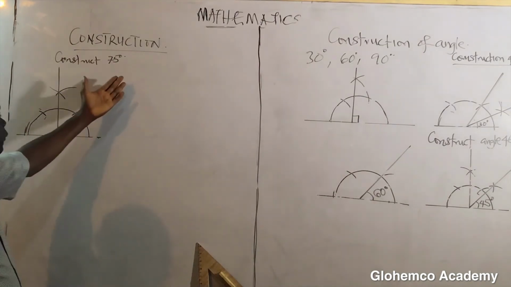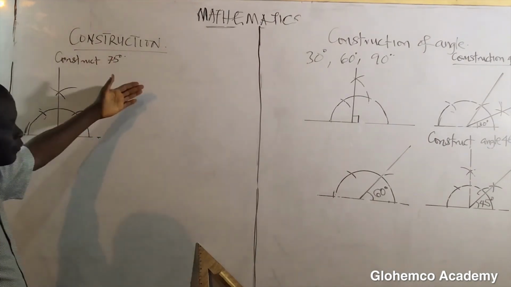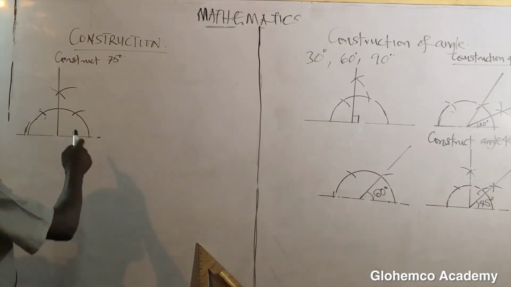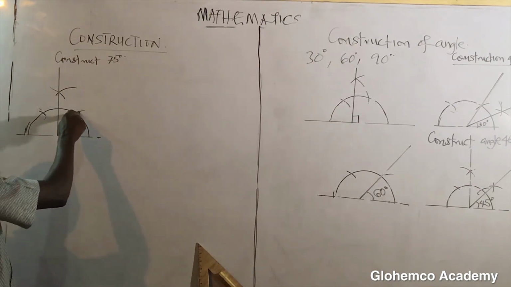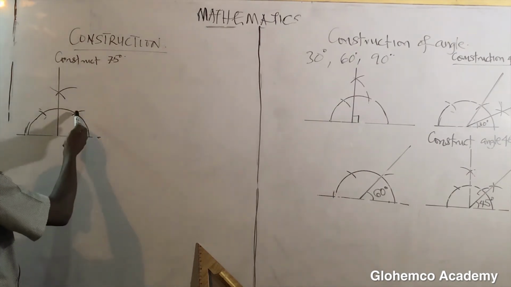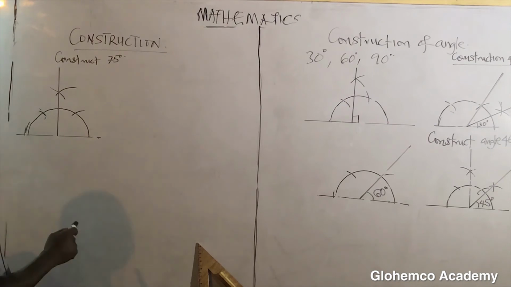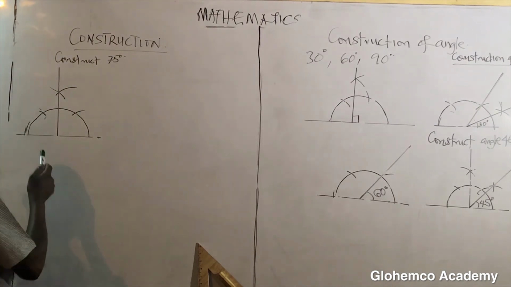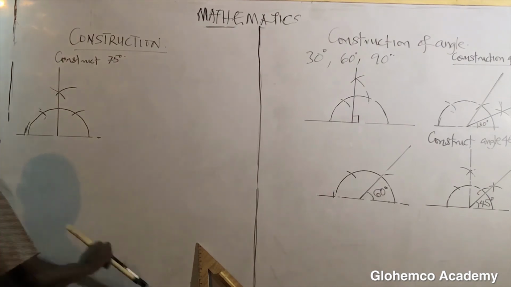Then, we are not looking for 150. We are looking for what? 75. How do we get 75 now? 75 is half of 150. Don't forget, we said when we add angle 90 and 60 together, it gives us 150. It means angle 75 will fall between 60 and 90 degrees. How do you get that now? You take your compass.